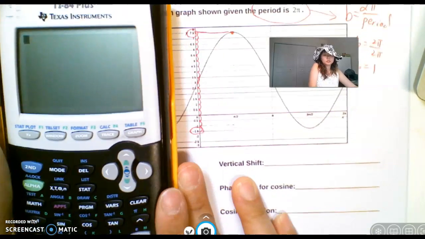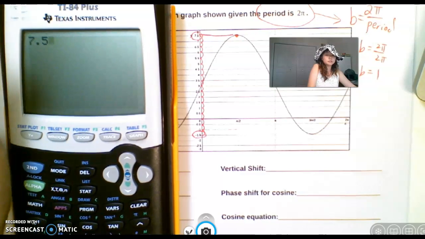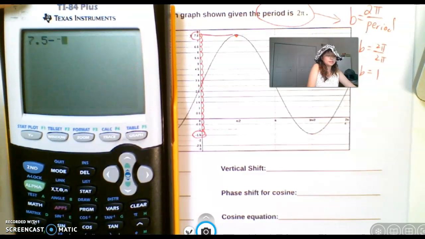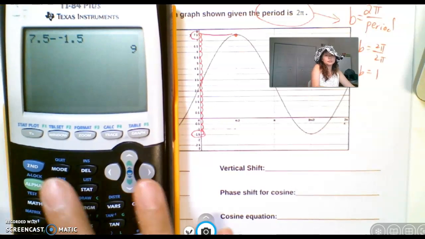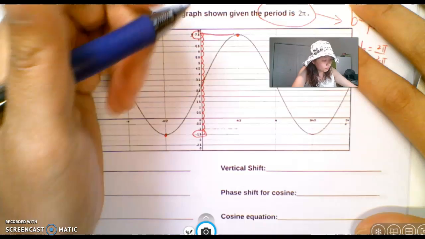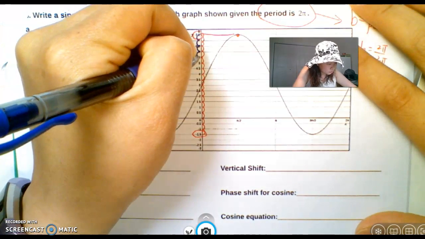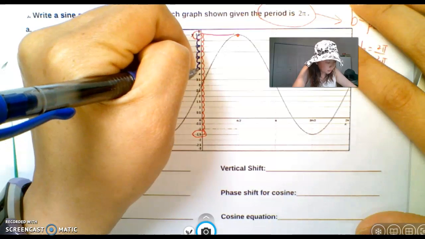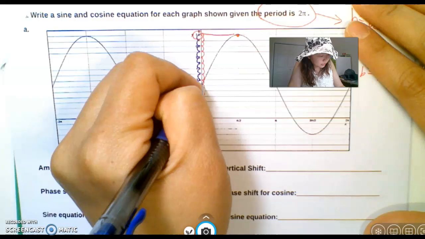Or if you want to use a calculator, it would be like this. Okay, here's 7.5. What is the difference between 7.5 and negative 1.5? 9. And remember, it was like 18, which is 9, because everything is going up by half. So 4.5: 1, 1.5, 2, 2.5, 3, 3.5, 4, 4.5. Oof. The middle line is actually at 3.